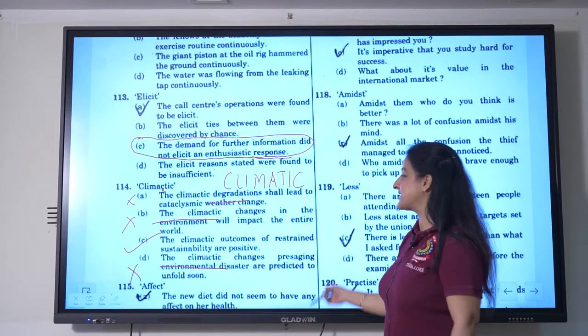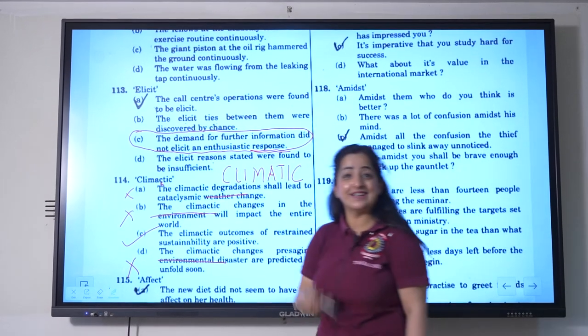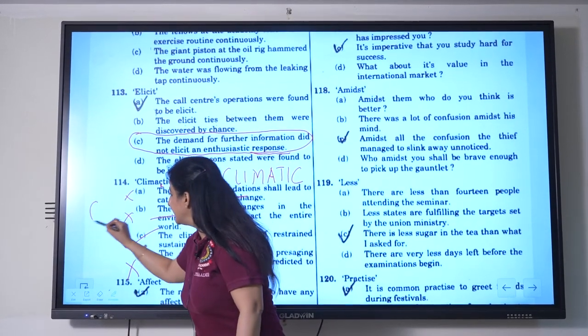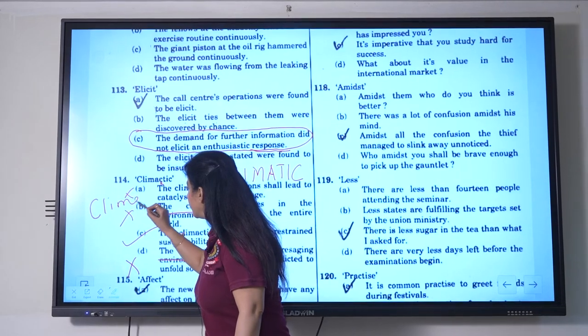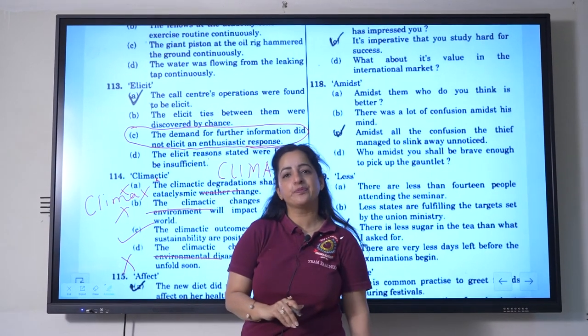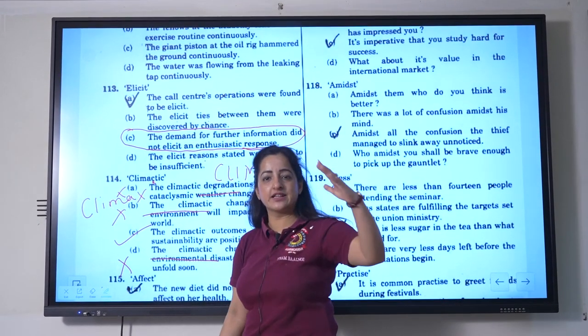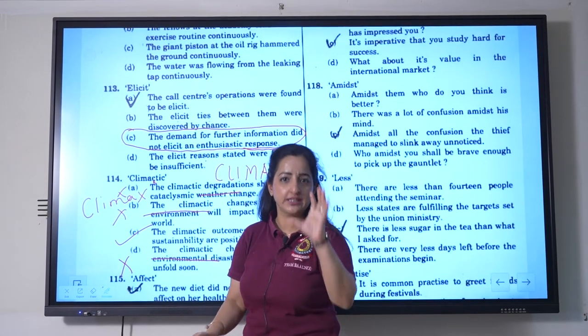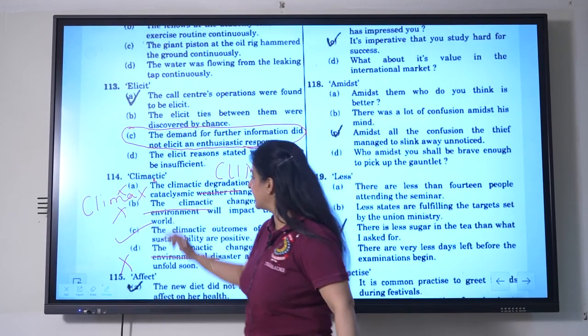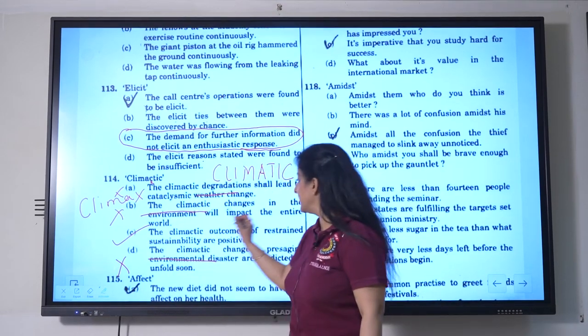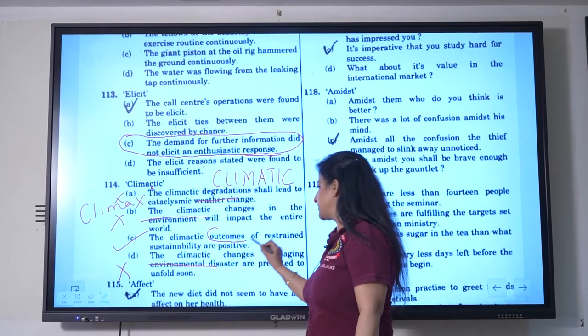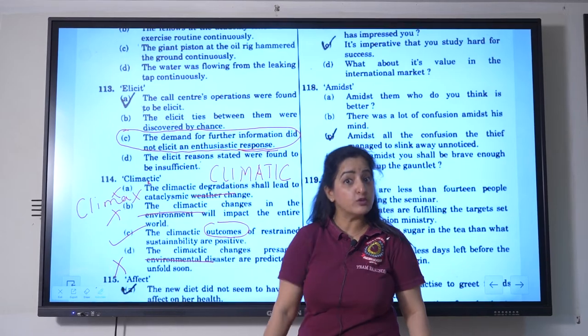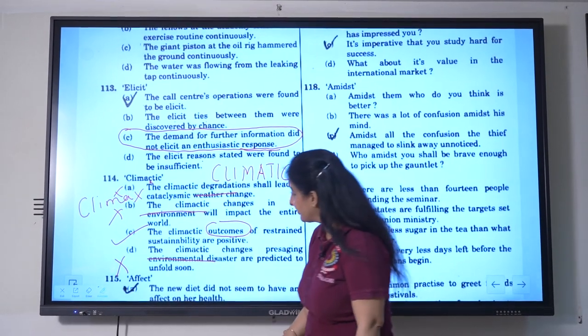So, the climactic outcomes. Ultimately, climactic ka matlab kya hai? This word is derived from the word climax. Climax is final, jaise peak, shikhar, choti, summit. Ye wo sab hai, right? So the climactic has to do with, tabhi to outcome ke saath sabse suitable hai. Final outcomes. Okay.